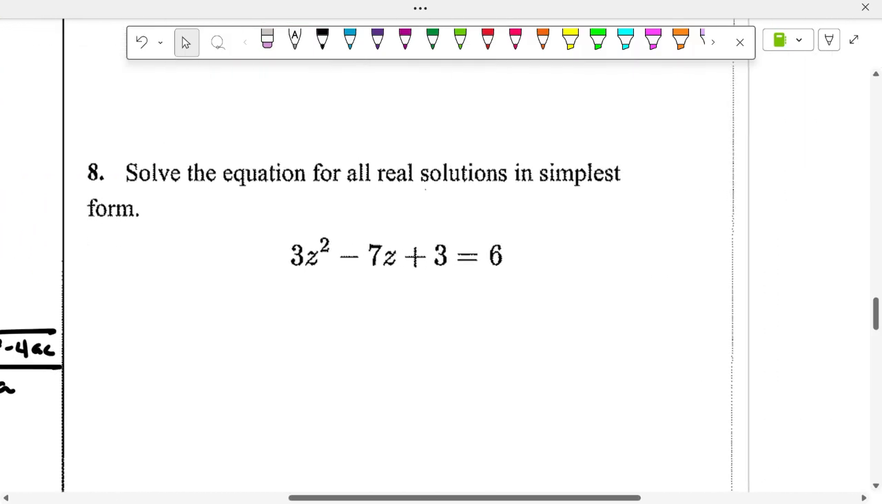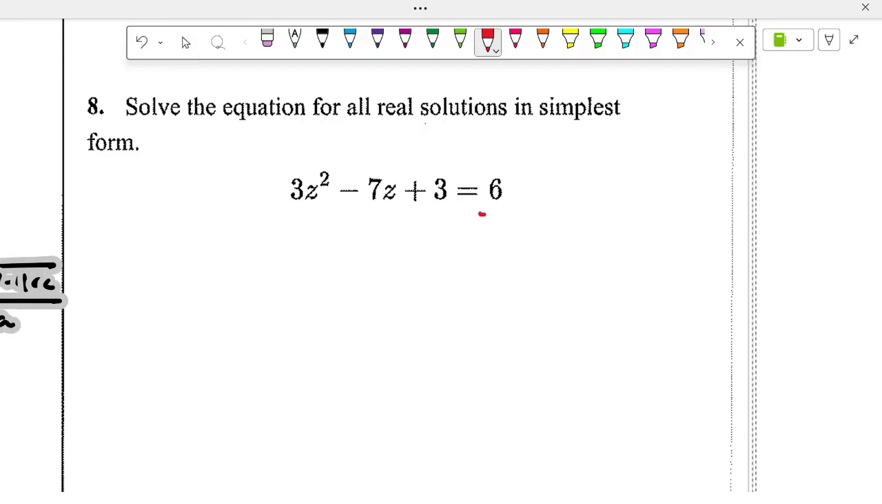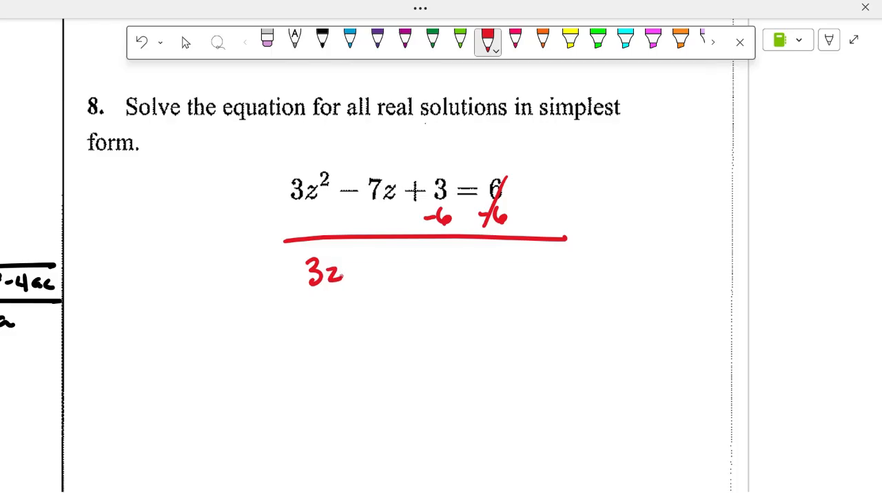Let's look at number 8. So first, we got to make sure that one side's equal to 0. Is it equal to 0? No, so what do I need to move? We got to subtract the 6 to both sides. So this would be 3z squared minus 7z. Then what's 3 minus 6? Negative 3 is equal to 0.